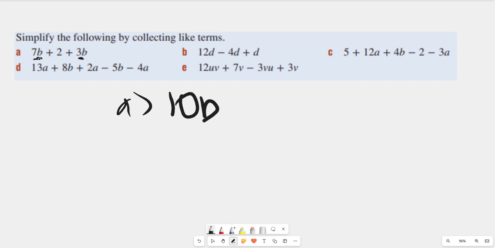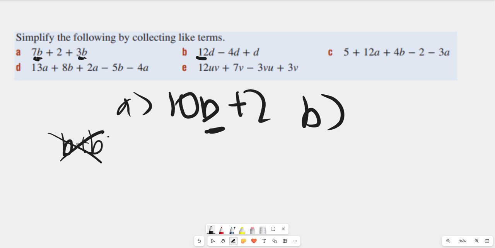You'll also notice when you add, you don't add the b, right? You don't do b plus b as well. This is incorrect, right? You just add the numbers 7 and 3, and you just leave b the same. 10b and then plus 2, right? Plus 2 is the last thing.